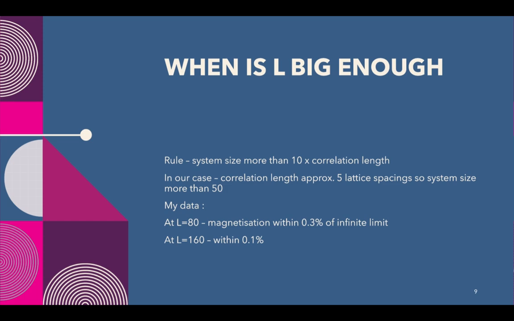The rule is that the system size should be more than 10 times the correlation length. In my case, the correlation size is about 5, so we need L greater than 50. My data confirms this because at L is 80, we're within 0.3% of the infinite limit. At L is 160, within 0.1%.